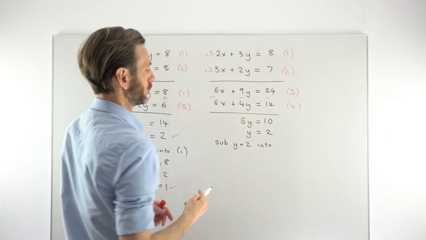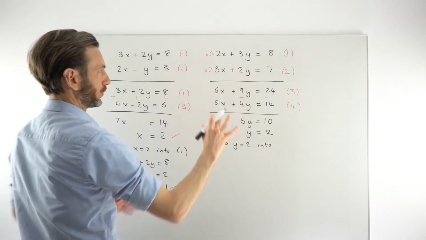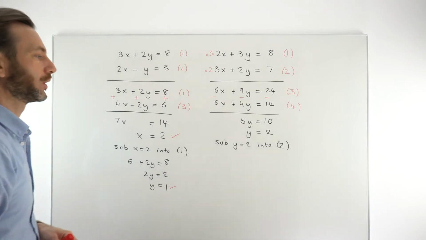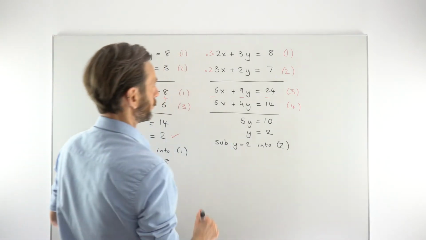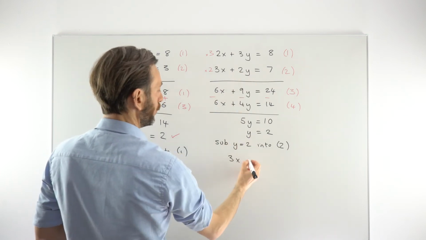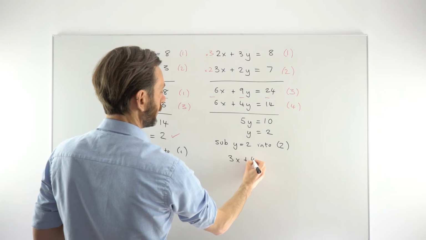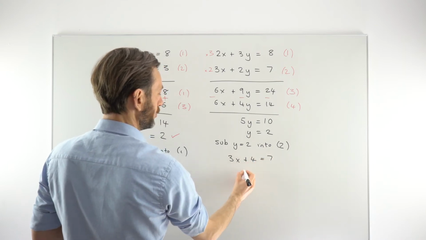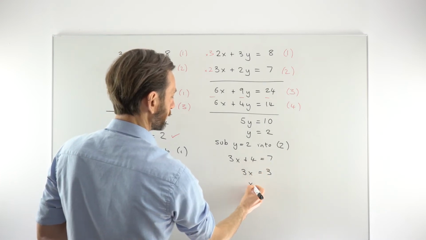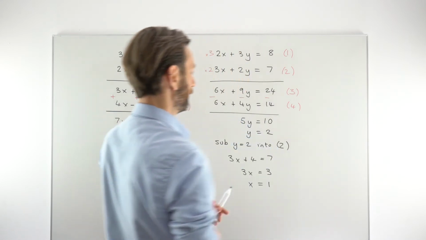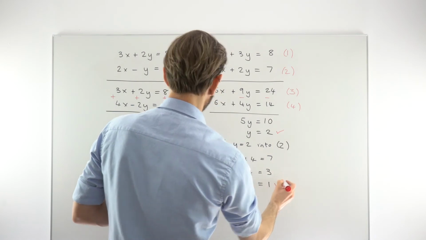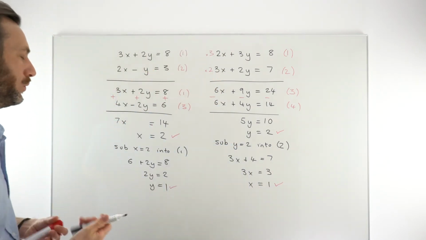I'm going to go for equation 2 this time. Generally, the original 2 equations are fairly similar, so it doesn't massively matter which one you go for. So subbing y equals 2 into equation 2, we get 3x plus 2y, which is 2 times 2 now, which is 4, equals 7. Moving the 4 to the other side, we get 7 minus 4, which is 3. Dividing both sides by 3, we get x equals 1. So our solution pair this time is y equals 2 and x equals 1.